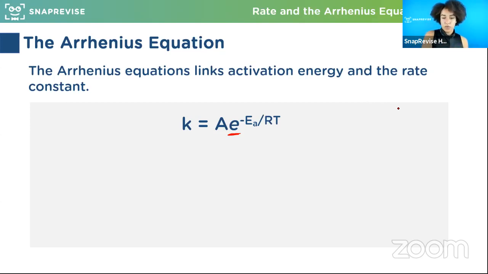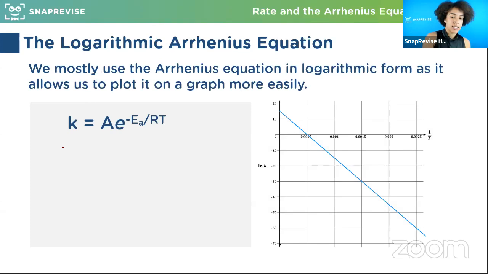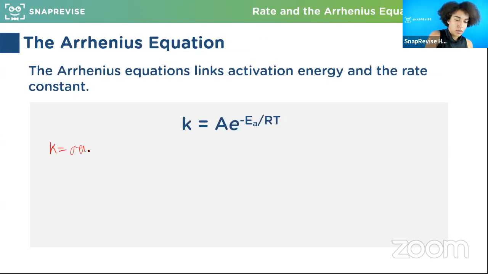So all I'm going to do on this page is talk about what each of these terms mean. You should all know what K is. So tell me what K is. What is K? Rate constant. Yes, thank you. So we have K is the rate constant.